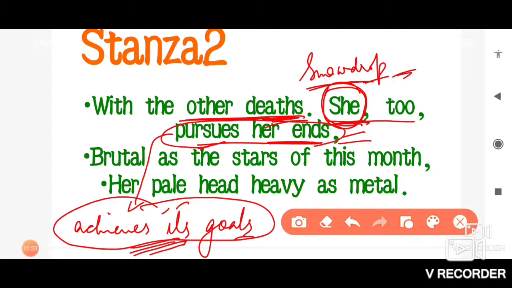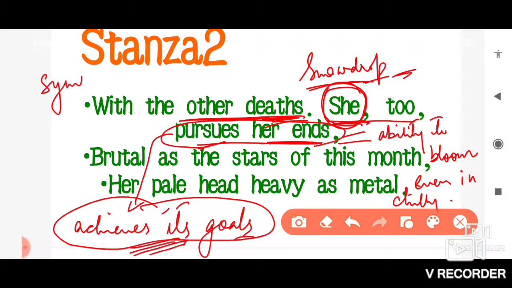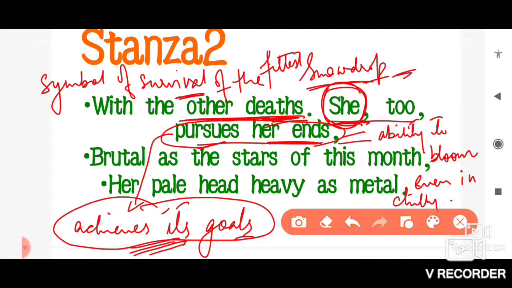So poet says that snowdrop is the only part of nature which has the ability to bloom in chilly winter, even in chilly winter, isn't it? So that is why it is the symbol of survival of the fittest. क्योंकि ये विंटर सीजन में अकेला एक ऐसा पार्ट ऑफ नेचर है जो कि stands strong against the winter season, इसीलिए इसको क्या कहा जाता है? It survives. It is the only part of nature which survives in winter season. ये नहीं मरता, ये स्ट्रांगली बैटल करता है, स्ट्रांगली फाइट करता है विंटर सीजन में, इसीलिए इसको सर्वाइवल ऑफ द फिटेस्ट कहा जाता है. In spite of chill, in spite of cold, it achieves its goal.